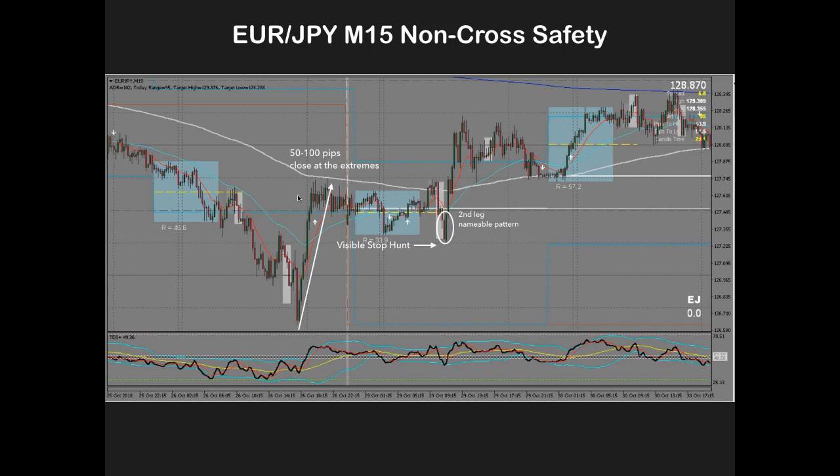So sometimes when you have the non-cross safety, you can look for that cross to happen, and then you can look for the continuation setup afterwards. So it's nice to get the non-cross, and then you get the cross, and then also a continuation setup after that. All right, so hopefully that was clear to you guys.